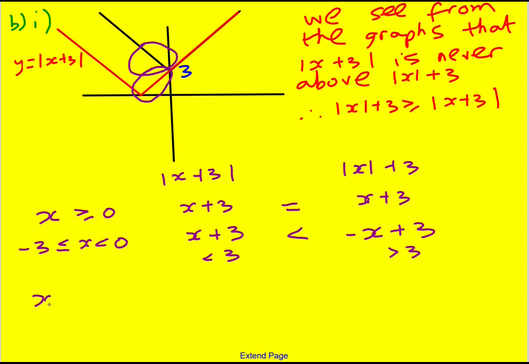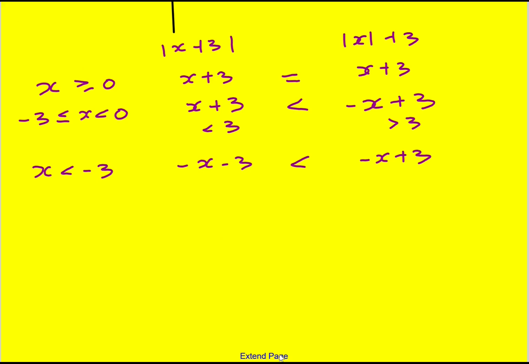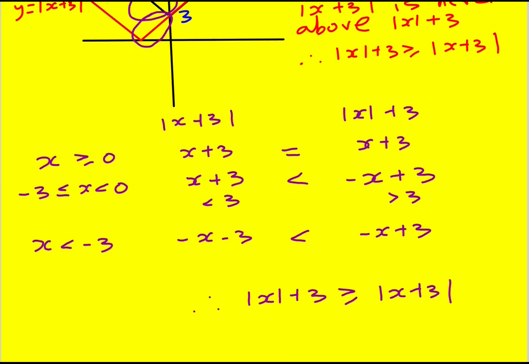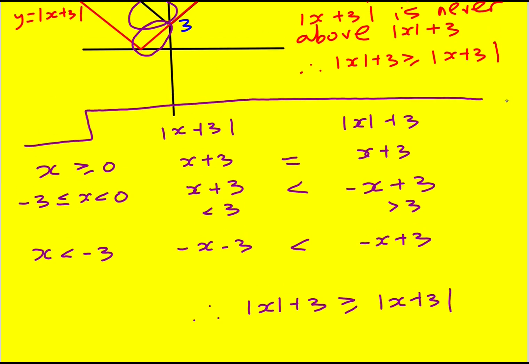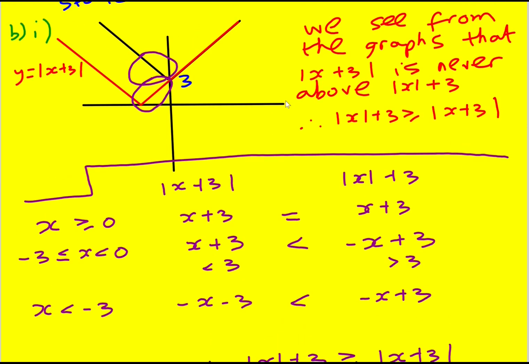That just then leaves us with x less than minus 3. So now I'll have minus x minus 3 over here, and minus x plus 3 over here. And it's clear again, the one on the right is bigger. So therefore, we always have that the modulus of x plus 3 is greater than or equal to the modulus of x, plus 3. So two good approaches. I personally think this one's more rigorous, as it shows it algebraically. The graph is a bit easier to interpret, you could argue.